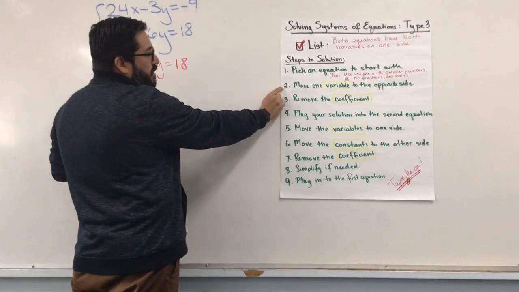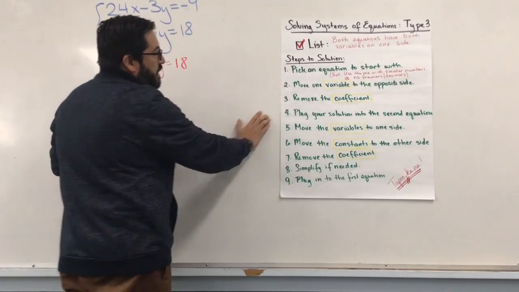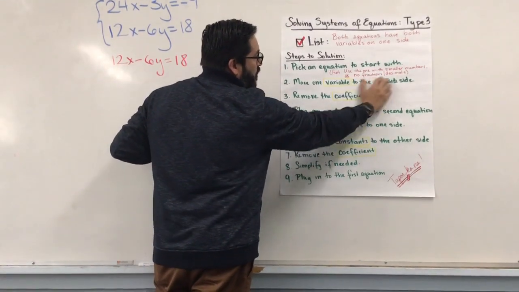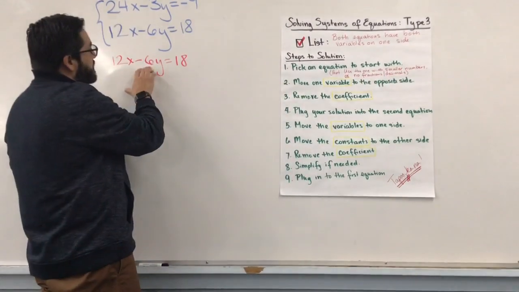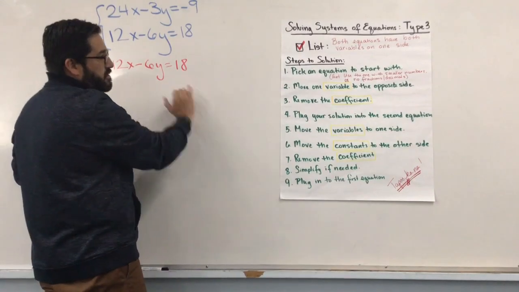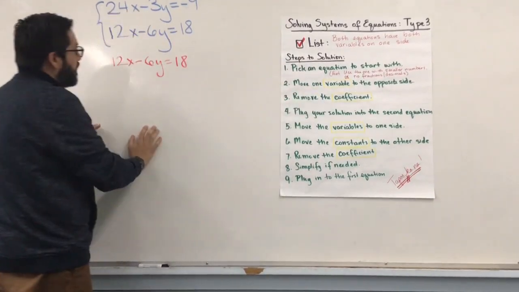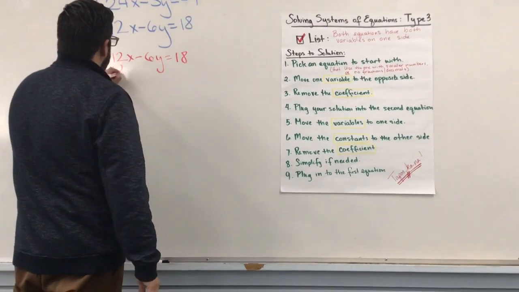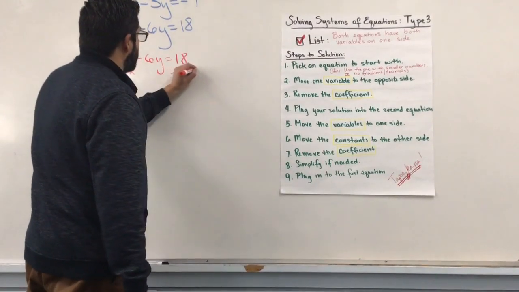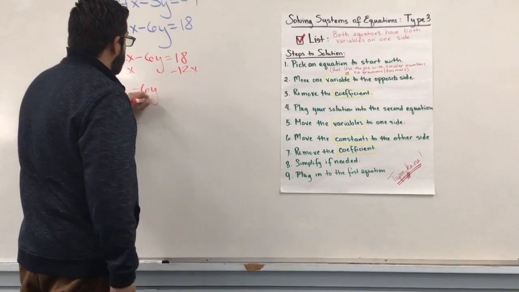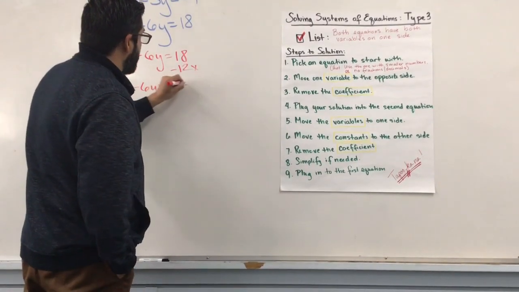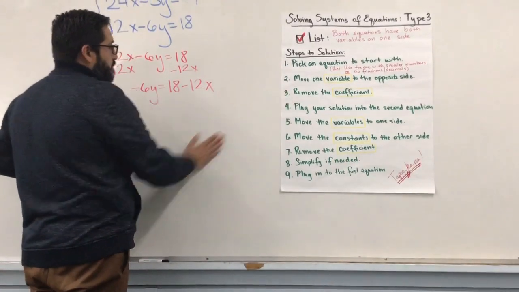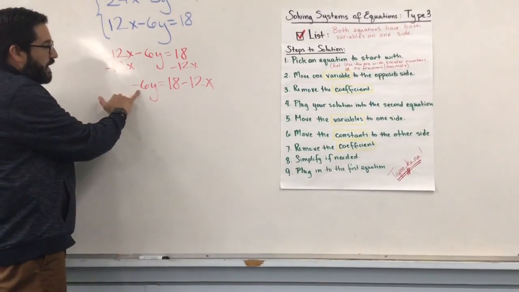Now I want to move one variable to the opposite side. Note, for step one, we want to use the one with the smaller number or no fractions or decimals. I'm choosing this one because I know it's not going to leave me any fractions or decimals. So we need to move one variable to the opposite side. I'm going to move this x, that way I can solve for y. So I'm going to subtract 12x on this side and 12x on this side, and I get minus 6y equals 18 minus 12x.